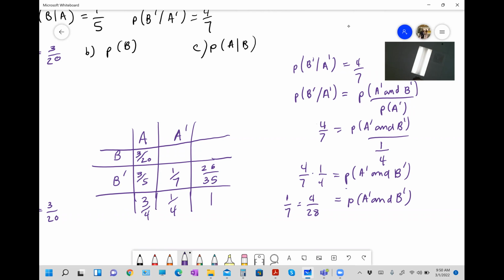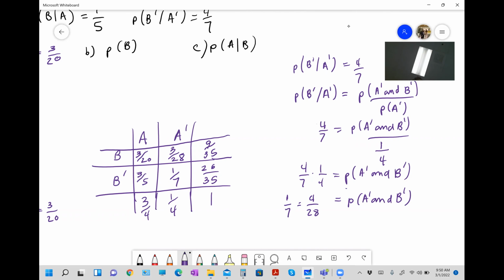So therefore, this has to be 9/35 because it's what's left over. And then if I take 3 divided by 20, and I subtract 9/35, I get 3/28. Let me just do it again. Now I've pretty much filled out everything.